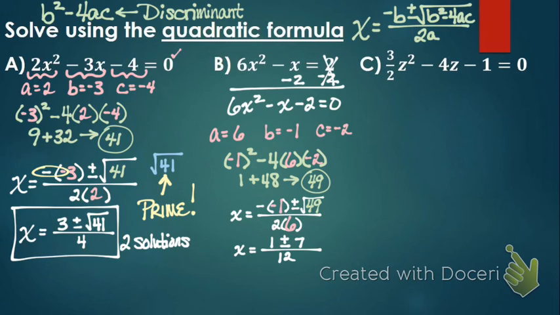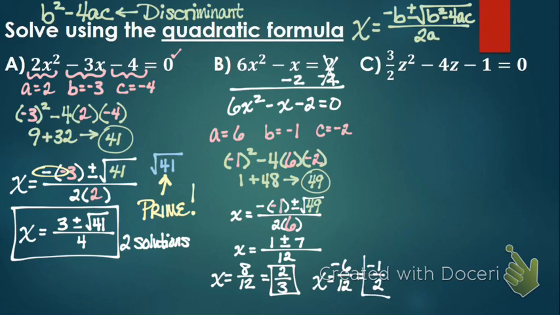Done? No. I can keep simplifying. 1 plus 7, 8, so I have 8 over 12. Can I reduce that at all? What do I get? 2/3. So there's one solution. And then for the other one, 1 minus 7, negative 6 over 12 reduces to negative 1/2.